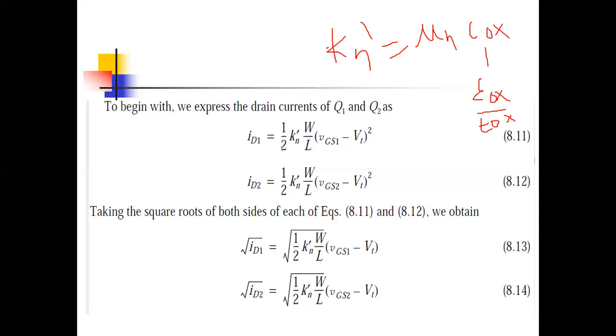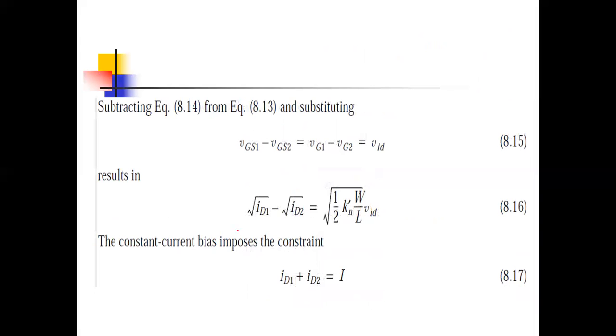Now taking the square root of both sides of both equations 8.1 and 8.2. So under root ID1 equals under root of half Kn dash W by L times (VGS minus VT). This VGS minus VT is also called overdrive voltage. So in many places it can be VOV. Remember, this is the overdrive voltage. So under root ID1 equals under root of half Kn dash W by L times (VGS1 minus VT). Same for ID2. Now remember, VGS1 minus VGS2 is the difference between the two input voltages, that is VID. So in place of VGS1 minus VGS2, you can put VID.